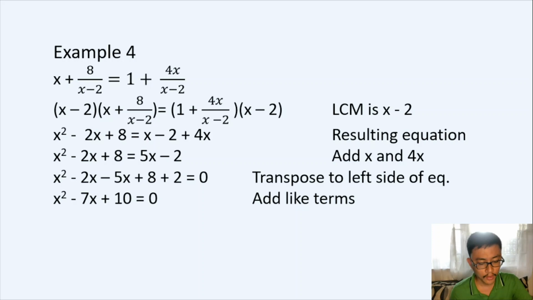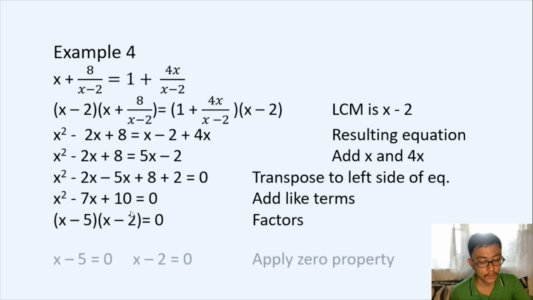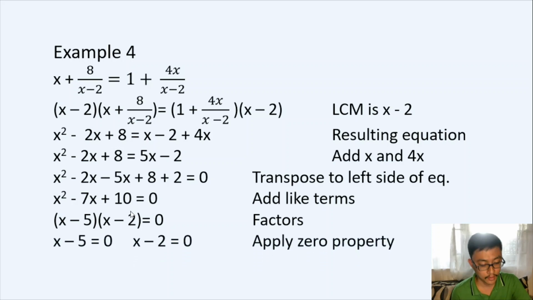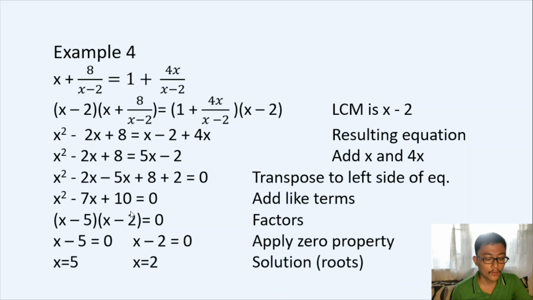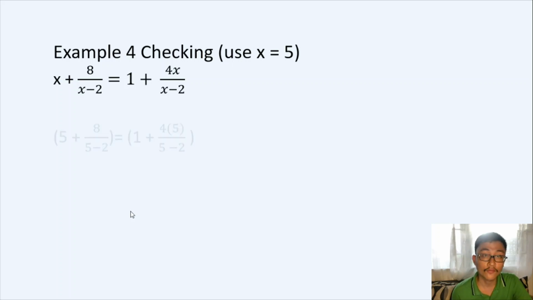Now, obviously, this given equation can be solved by factoring. Factoring din siya. No? So, the factors are x minus 5 and x minus 2 as your factors. And then, apply the zero property. Equals 0 lang siya. So, the roots are 5 and 2. Check, let's use x equals 5. So, lahat lang ng variable x, palitan natin ng 5.